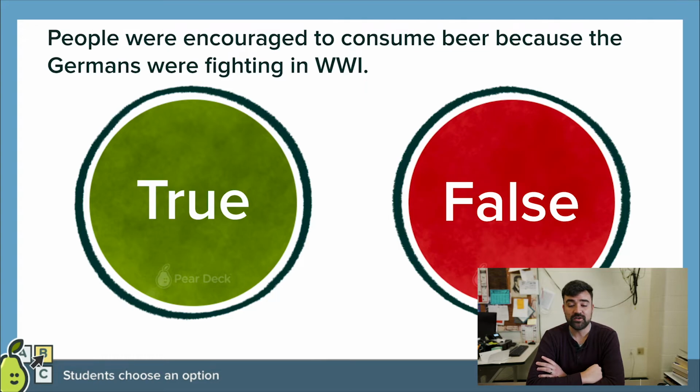Second, people were encouraged to consume beer because the Germans were fighting in World War I. Key word is encouraged. People were encouraged to consume beer because the Germans were fighting in World War I. Answer.